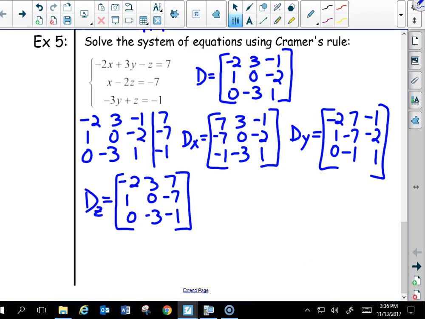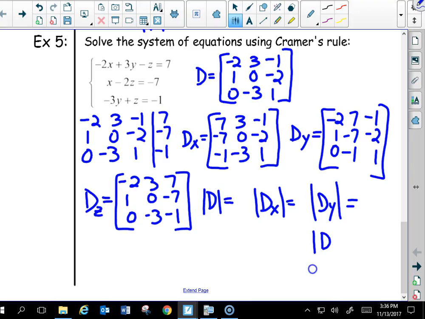Okay, so I'm going to stop the video while I calculate these determinants. Ran out of room. Let's go below. Okay, back with my calculations. Okay, the determinant of the matrix D is 12. The determinant of matrix D sub X is negative 36. The determinant of D sub Y is also 12. And the determinant of D sub Z is 24.